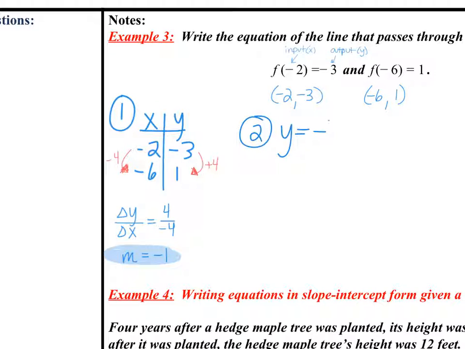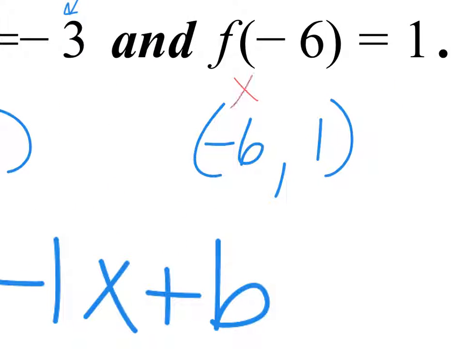Y equals -1x plus b. It does not matter which point you choose. Do you guys have a preference? Since we don't have a preference, I'm going to use the second one. I'm not hearing anybody, so we'll use this one. This is going to be my x and y.